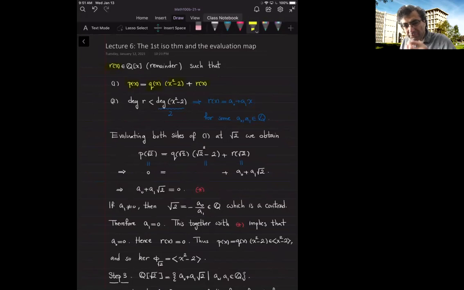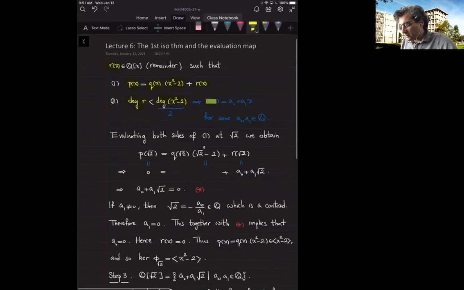And what does being a remainder mean? It means that the degree of the remainder is strictly less than the degree of x squared minus 2. But notice, the degree of x squared minus 2 is precisely 2. So the degree of r cannot be more than 1. So it is a linear polynomial, a sub 0 plus a sub 1 x for some a sub 0 and a sub 1. Both of them can be 0, or one of them can be 0.